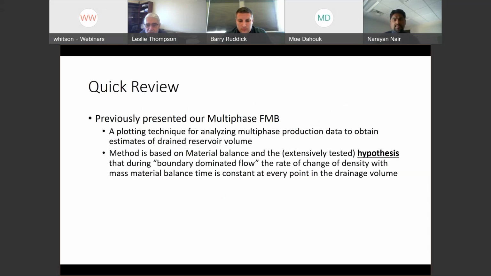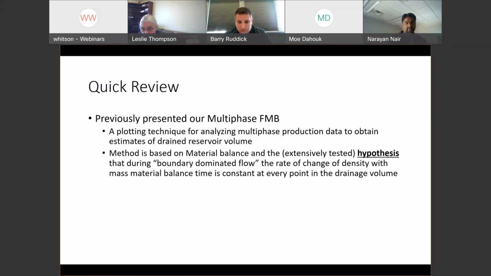Okay, so a very quick review. A month ago, we presented our multi-phase flowing material balance method. It's basically a method that just uses PVT properties and production data to obtain a plot of mass rate normalized density change versus mass material balance time. The slope of that line, if you are in fully developed boundary dominated flow, is 1 over the pore volume.